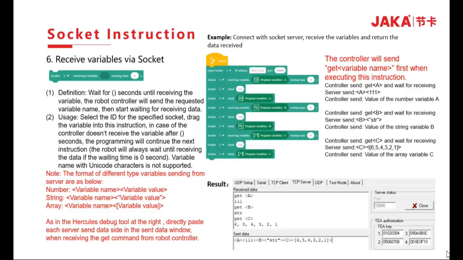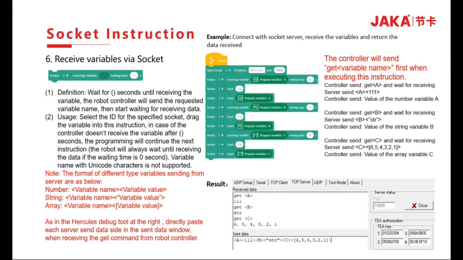Receive variable via socket. Definition: wait for a certain amount of seconds until receiving the variable. The robot controller will send the requested variable name, then start waiting for receiving the data. Select the ID for the specified socket, drag the variable into this instruction.